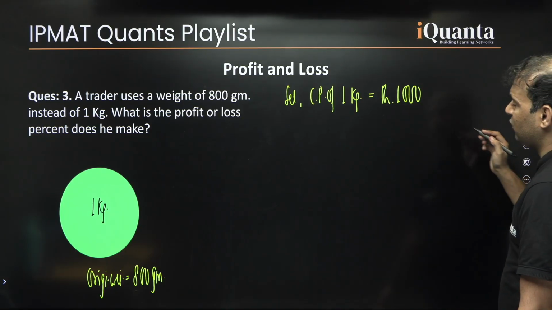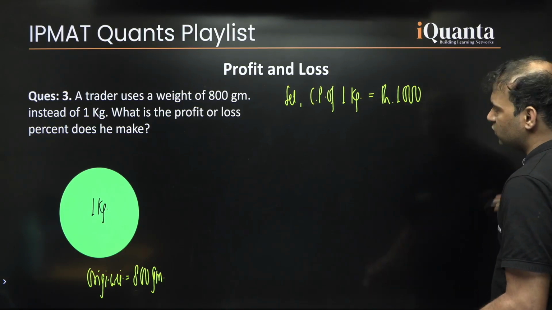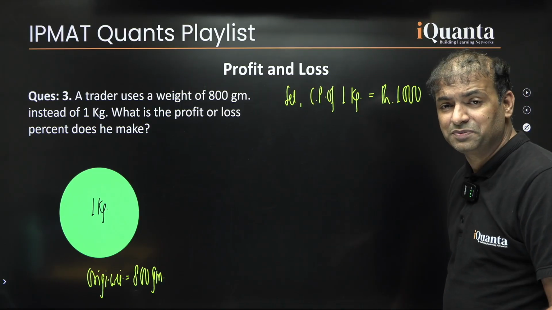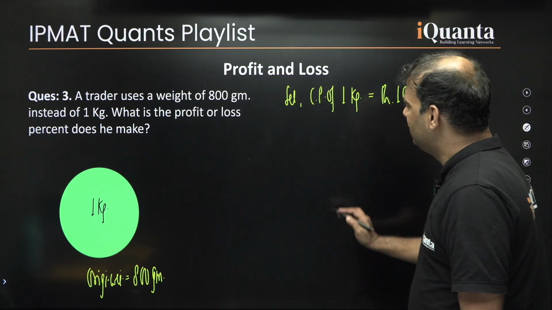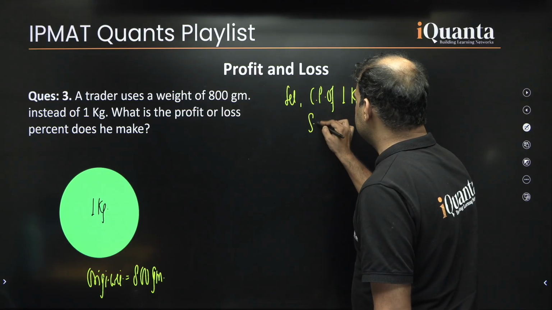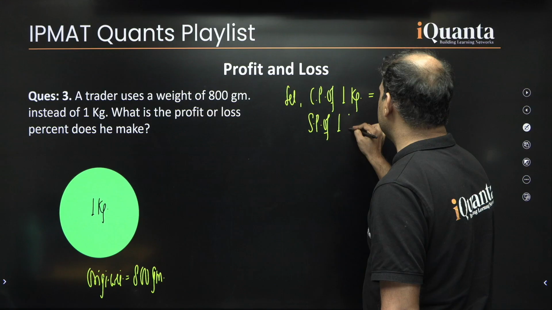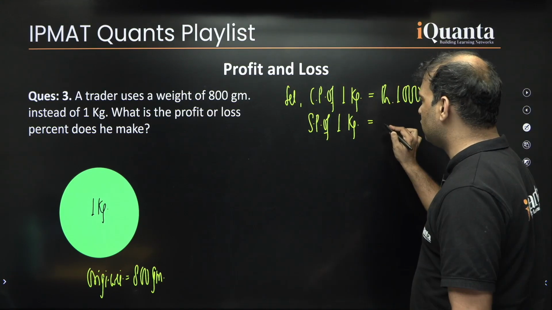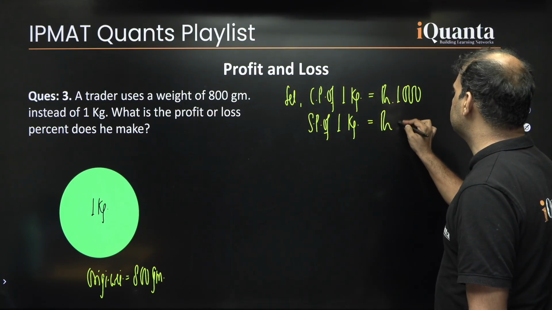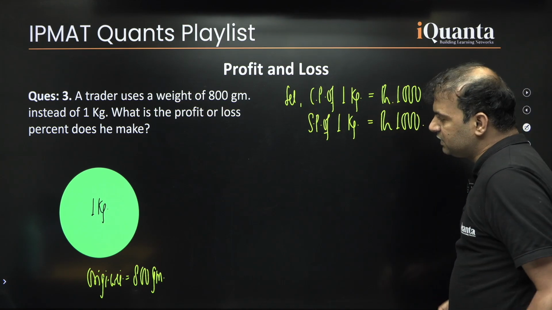Okay, let's say the cost price of 1 gram is rupees 1, right? This is how I'm saying the cost price of 1 kg is also 1000. If the cost price is 1000, then the selling price is also 1000, because he's not marking up at all in the beginning. So the selling price of 1 kg should also be 1000. But what is happening in this question?